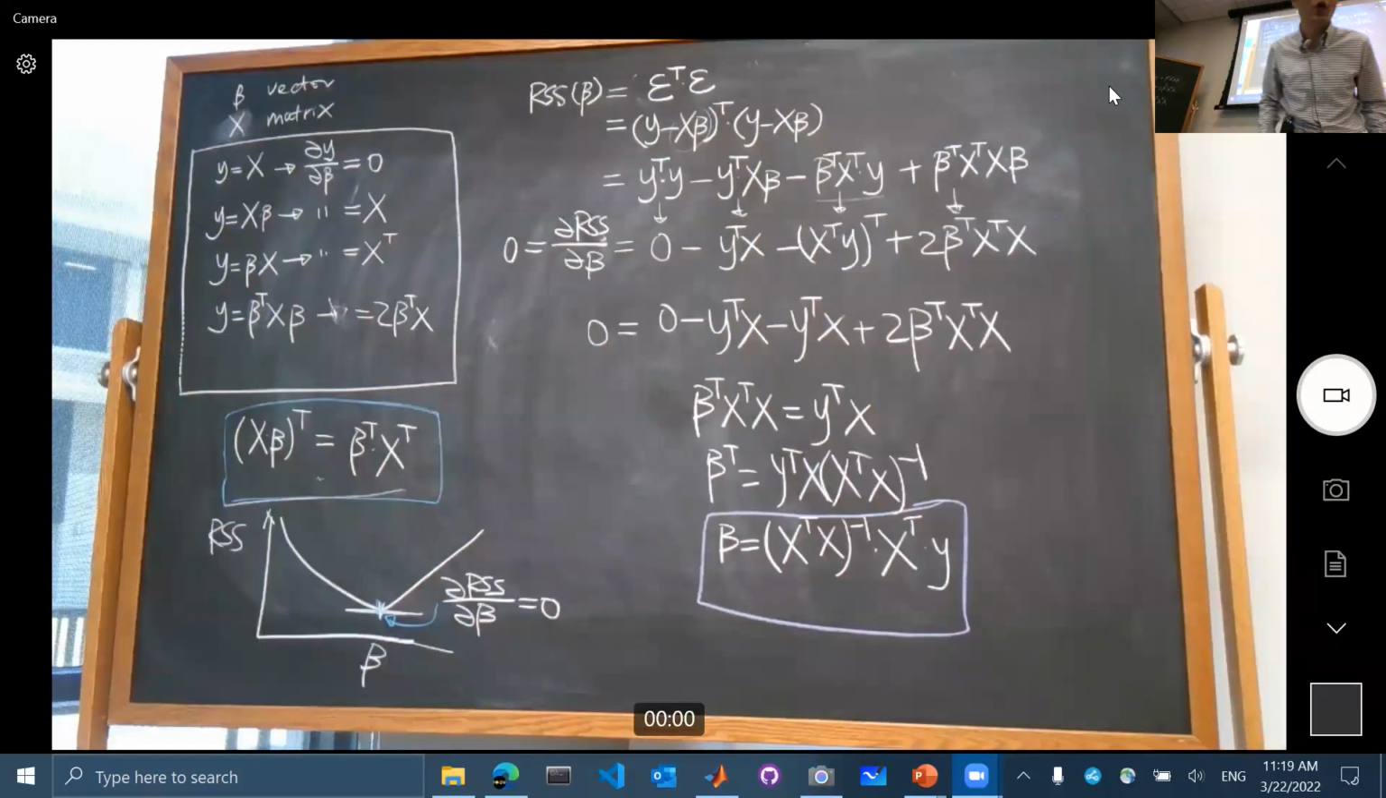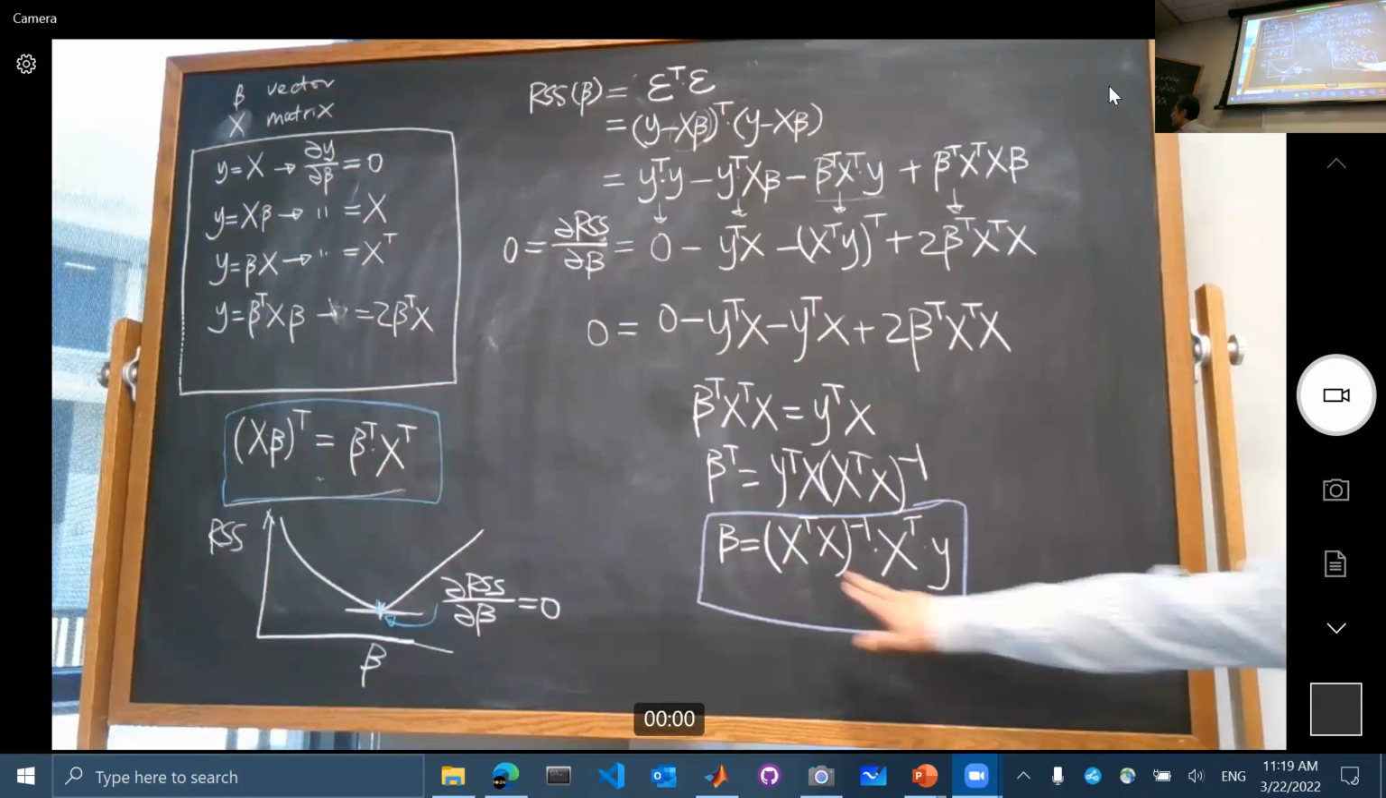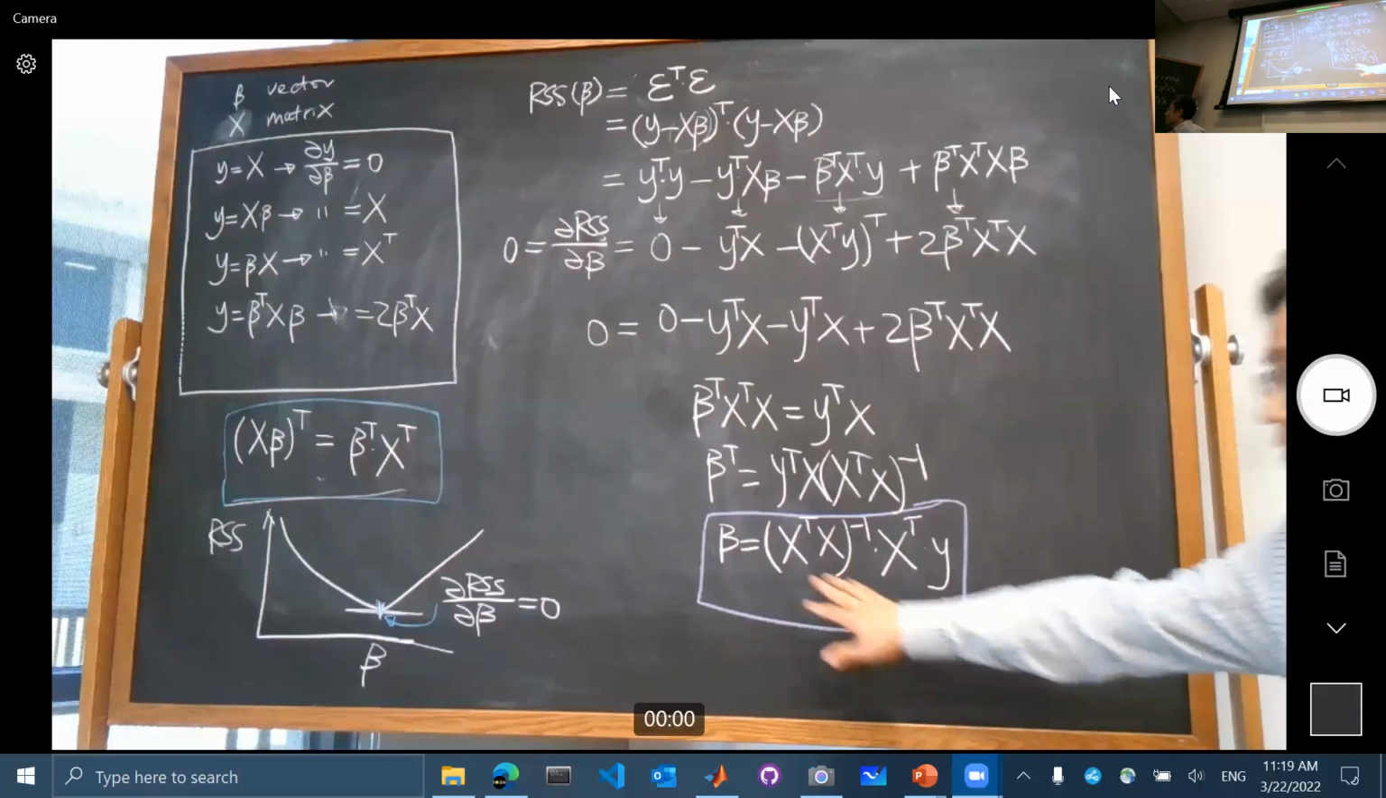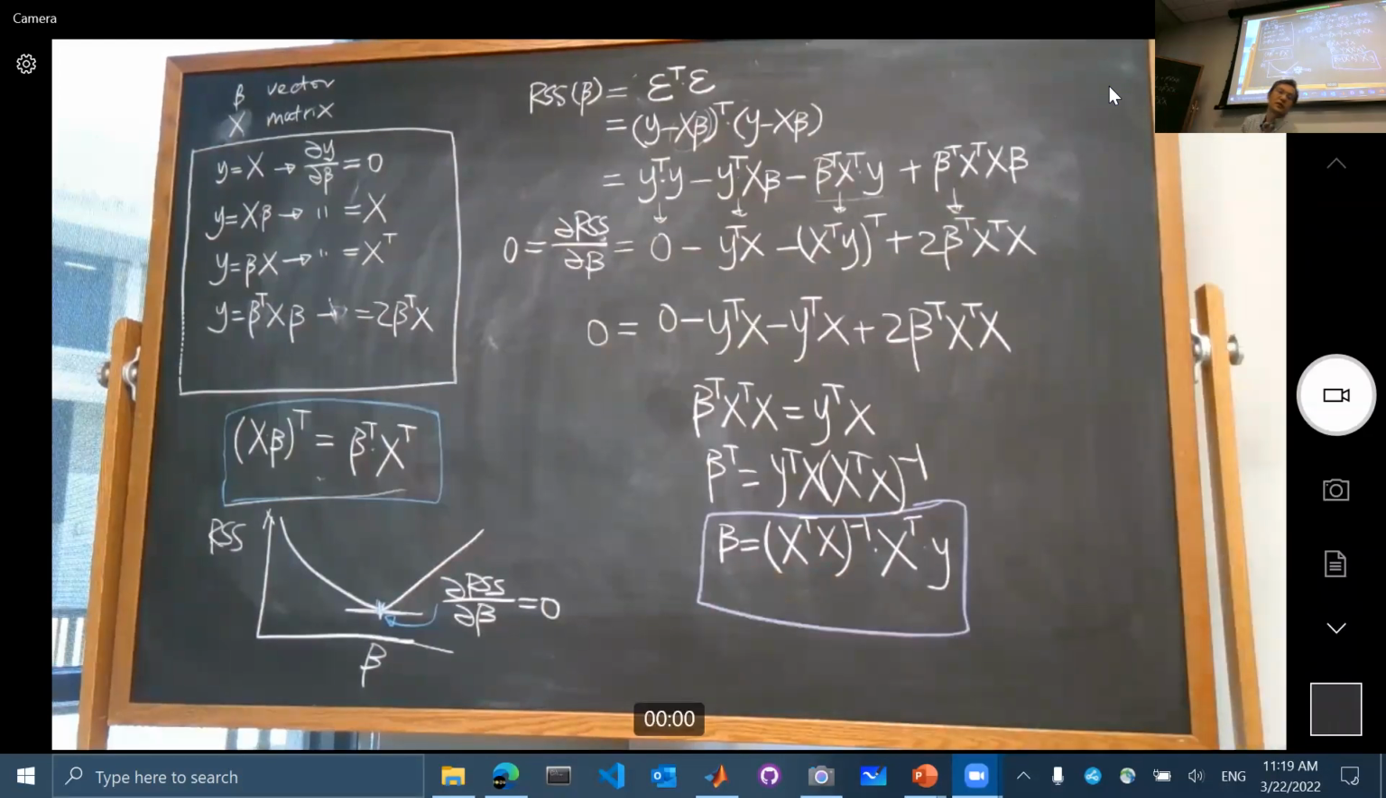So this is called a normal equation, and if you have x and y from your data, you get the beta values.